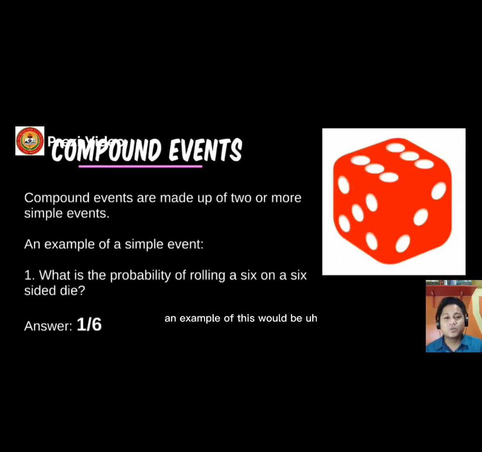An example of this would be, let's say, what is the probability of rolling a 6 on a 6-sided die? I have here an image of a die, and of course we know that a die has 6 faces. So 1, 2, 3, 4, 5, and 6. Going back to the question, what is the probability of rolling a 6 on a 6-sided die? Of course, the answer would be 1 over 6. So again, that's compound events. These are made up of two or more simple events.